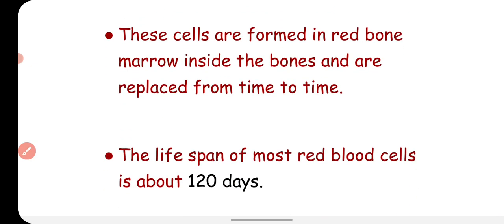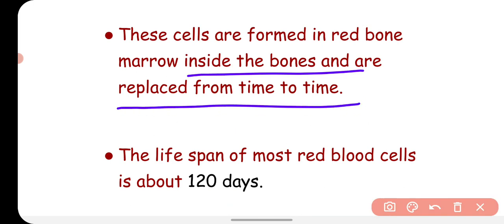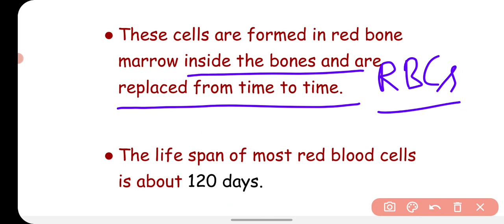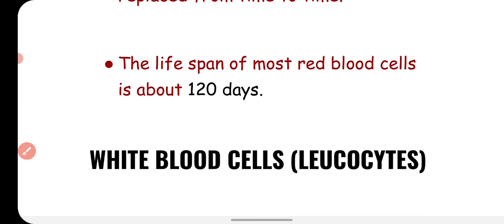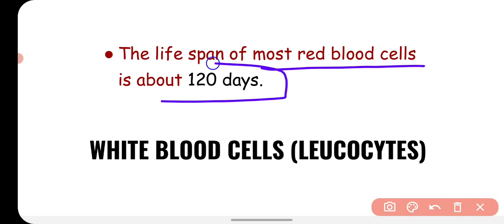These cells are formed in the red bone marrow inside the bones and are replaced from time to time. The red blood cells are found in the red bone marrow of the bones, and they are replaced from time to time because they have a certain lifespan. The lifespan of most red blood cells is about 120 days.